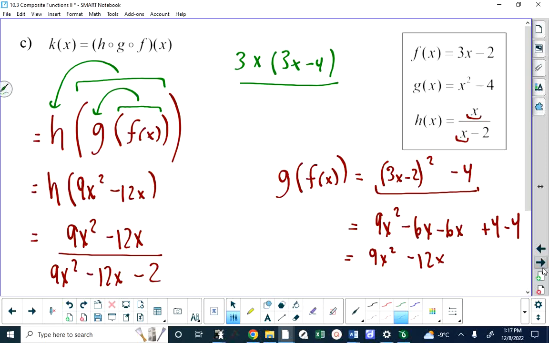But is it factorable anyway? You can do the b squared minus 4ac test. 144 plus 72 is 216, I think. 216 is not a perfect square, so it's not factorable anyway. Any questions with C?